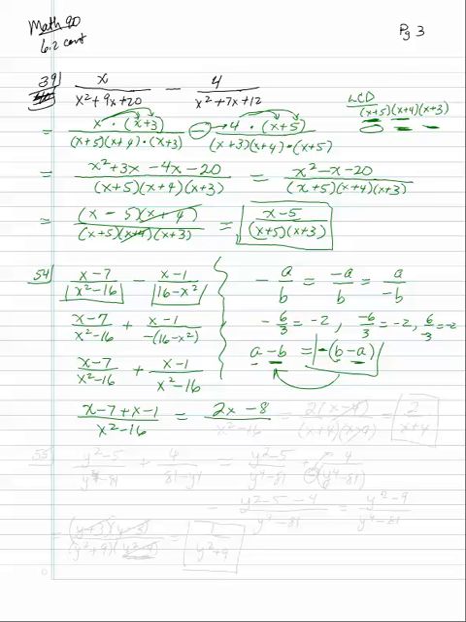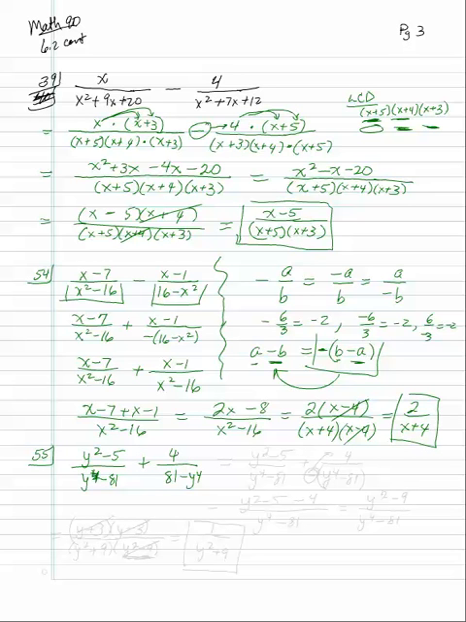And of course you can factor, so I get a 2 out. The bottom is a difference of squares. And we get 2 over x plus 4.